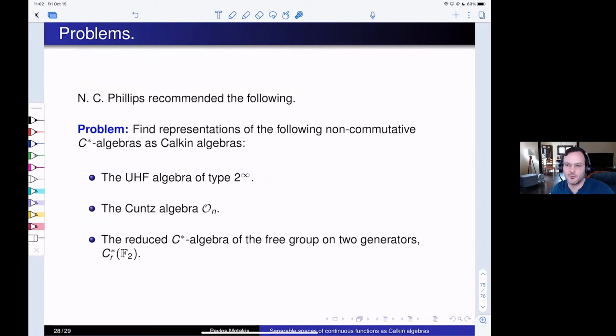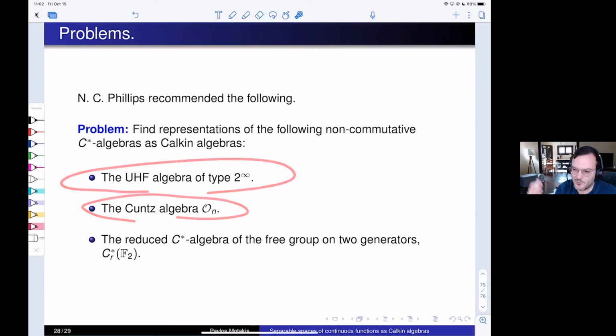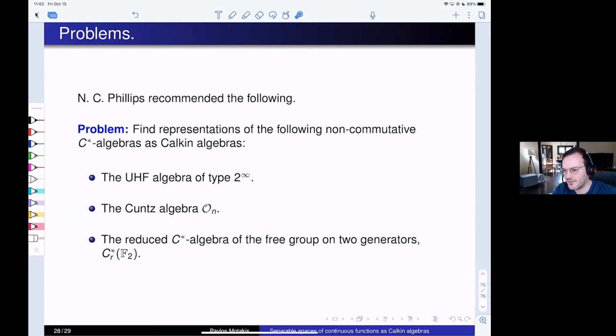And he said, start with the following non-commutative C*-algebras. For example, the universal hyperfinite algebra, the UHF algebra of type 2 to the infinity. This is defined by taking a certain type of embeddings of matrix algebras into one another and taking a limit. Or the Cuntz algebra. So Gauss-Marie did something similar to the Cuntz algebra. There are some hints in their paper as to how to start on this, but there is a big gap between what they did and a Cuntz Calkin algebra, but they have the starting point there. And according to Chris, the particularly nasty reduced C*-algebra on the free group of two generators.